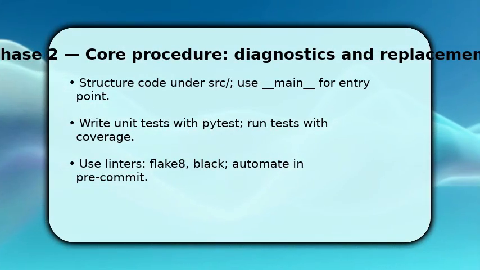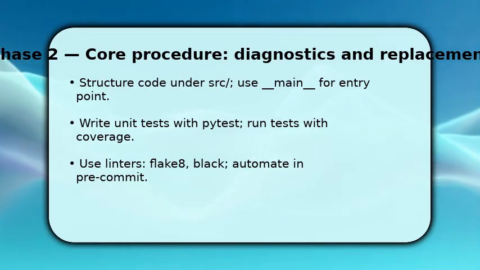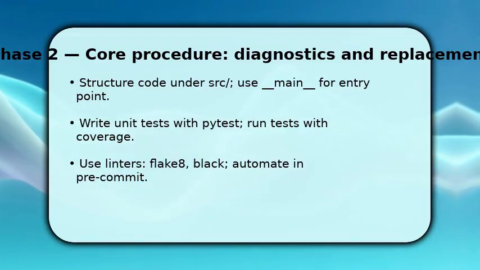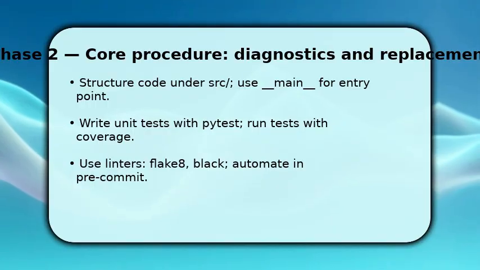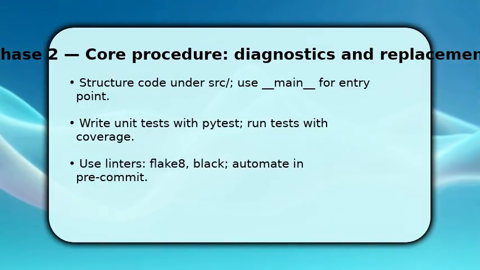Now you implement the app with a clear module structure and a main entry point. You should write small, focused functions and add unit tests as you go. Test-driven work prevents regressions. Once tests exist, run pytest and measure coverage to catch gaps.